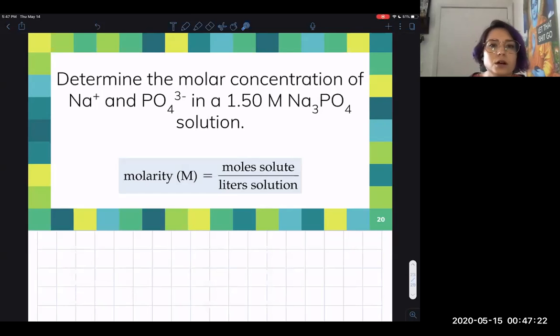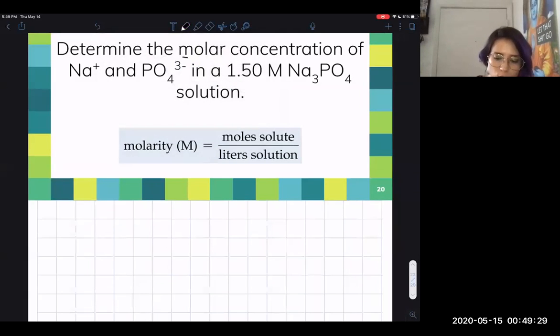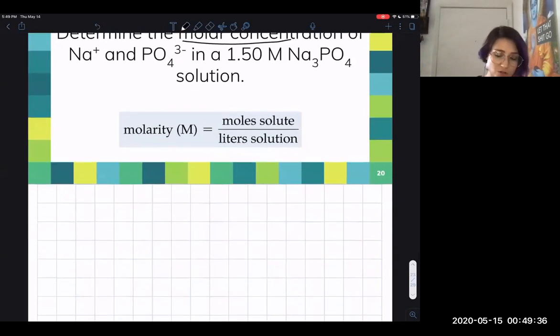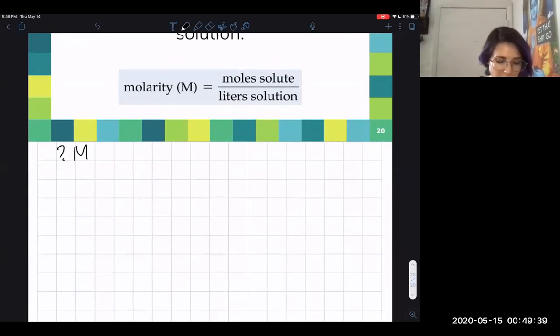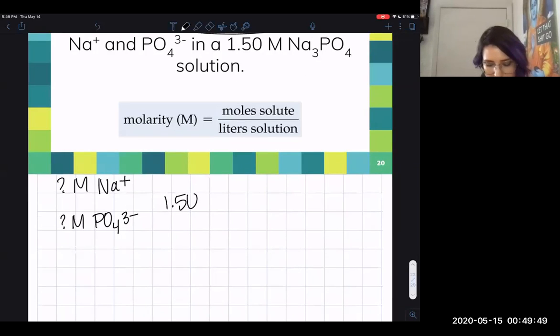So I'm going to give you a couple minutes to think about this. You need a mole ratio for this question. All right. I got some answers coming in, so let's give this a shot. If I want molar concentration, that means I just want to know the molarity. So I'm trying to find the molarity of two different things. You're going to have two answers here. We want to know what is the molarity of the sodium ions and what is the molarity of the phosphate ions. And we're starting with a 1.50 molar sodium phosphate solution.